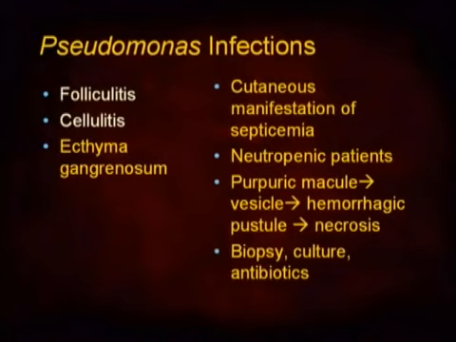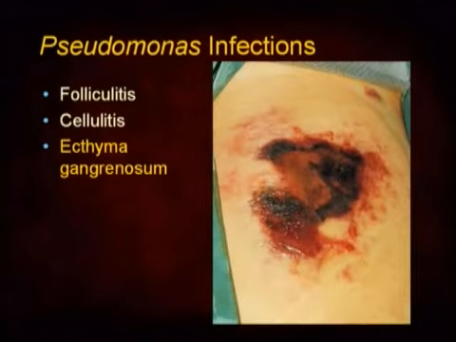So ecthyma gangrenosum occurs in the setting of immunocompromised patients who have Pseudomonas sepsis, although not all patients with Pseudomonas septicemia will develop ecthyma gangrenosum. Patients usually start out with kind of a purpuric macule, and then that can get larger. They can develop a hemorrhagic bulla and ultimately develop cutaneous necrosis. Here's an example of what that looks like, and certainly appropriate antibiotic therapy is required in this setting.